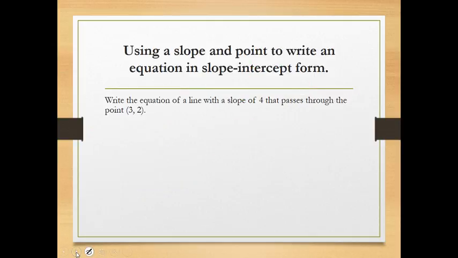Alright, so take a moment, pause the video, and see if you can write the equation of a line that has a slope of 4 and passes through the point (3, 2). Your first step should be to write the equation y equals mx plus b. Remember, try to fill in the slope. That's always step one. And then see if you can have enough information to figure out the b, the y-intercept.